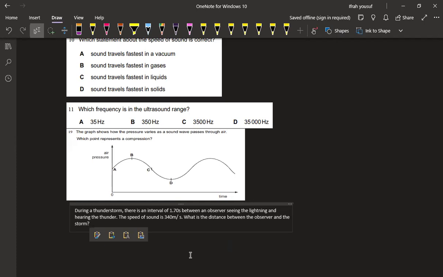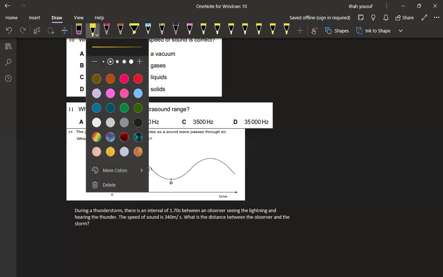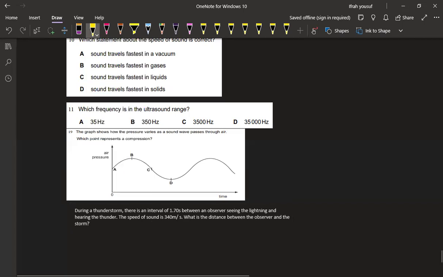Okay, so lightning and hearing the thunder. Are we going to apply a formula of echo here? Is this a case of echo? Is there a reflection of sound taking place in the given question? No. So how are we going to do this? Are we going to use a simple formula that is without echo? Since this is D equals VT.